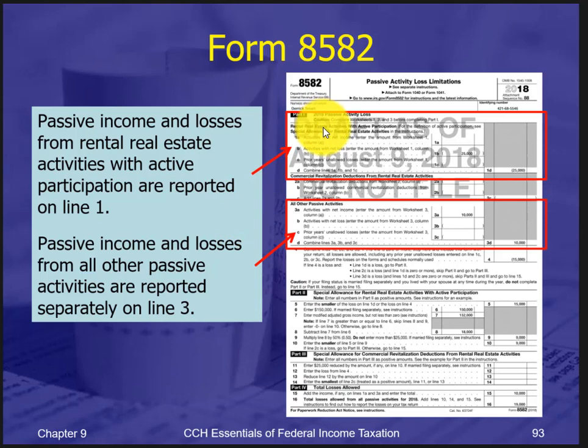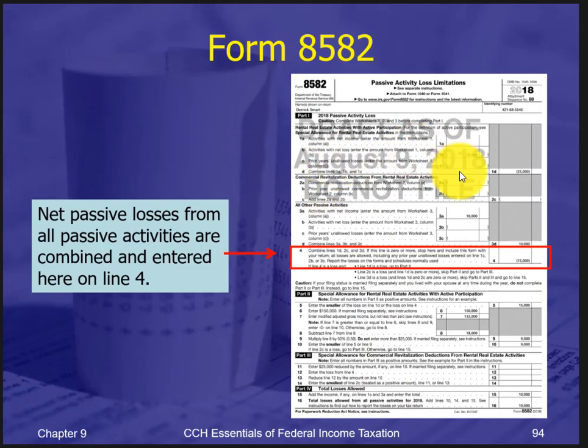So active participation on line 1, and this is all line 1, and then passive activities on here, from all other ones. So this is active participation, ones that qualify for the special deduction, and all other passive activities. Now, if you have a loss on one, you do report the others that do have income to offset. But if you have nothing that has a loss, you do not need to fill this form out. You combine them all on line 4.